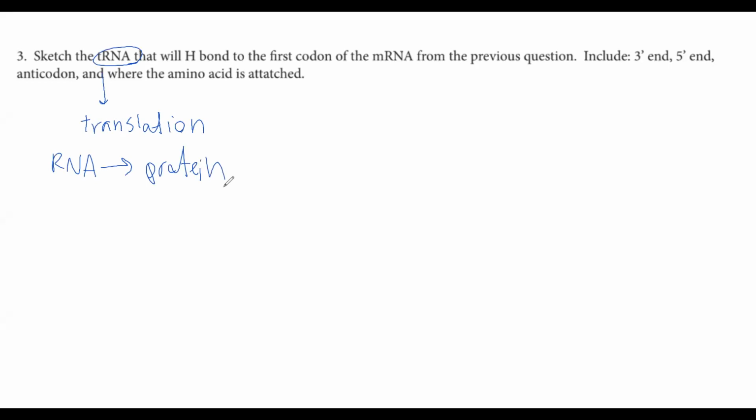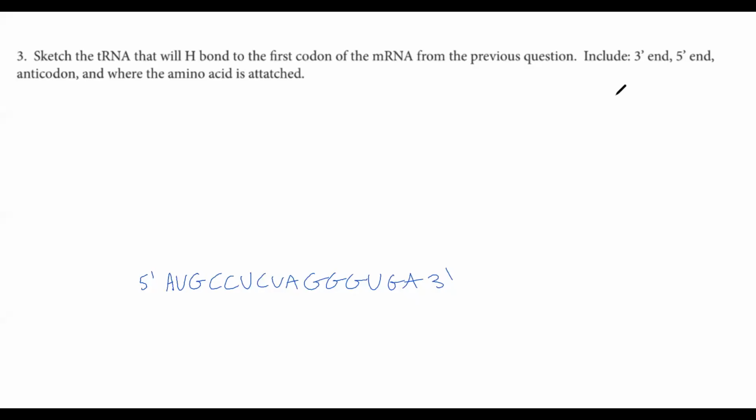Okay, cool. Keeping that in mind, we want to sketch the tRNA that will bond to the first codon in the mRNA from the previous question. So let's go ahead and pause and bring back the mRNA from the previous question. Okay, cool. It's the first codon. The first codon of any mRNA will always be the AUG. Doesn't matter for this question though. So let's go ahead and think about the tRNA.